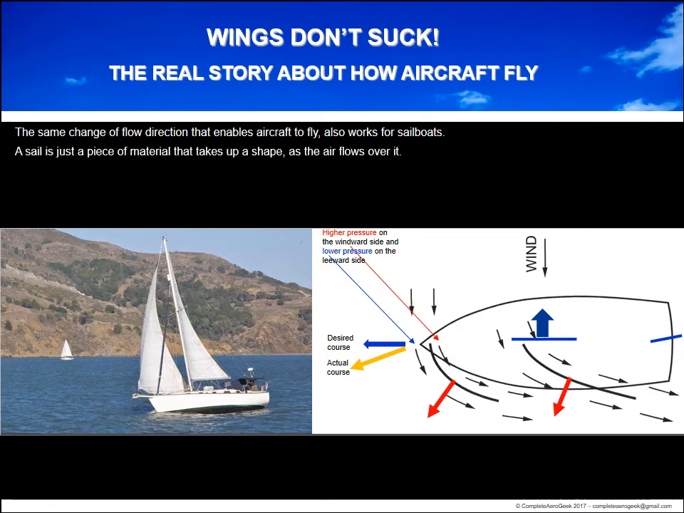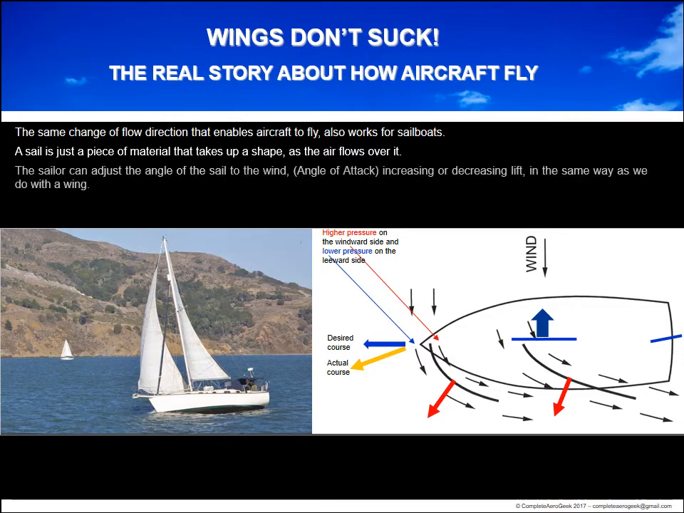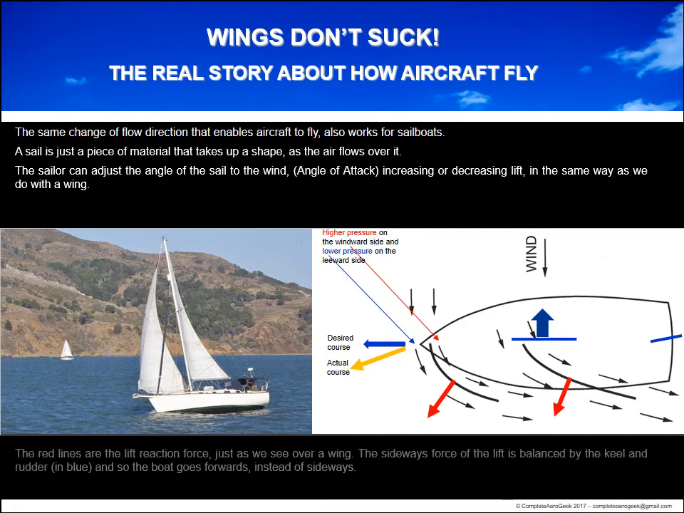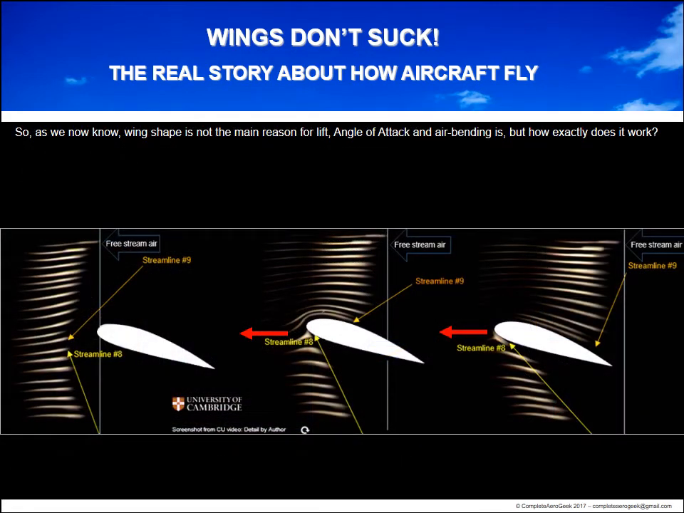A sail is just a piece of material that takes up a shape as the air flows over it. The sailor can adjust the angle of the sail to the wind, angle of attack, increasing or decreasing lift, in the same way as we do with a wing. The red lines are the lift reaction force, just as we see over a wing. The sideways force of the lift is balanced by the keel and rudder, in blue, and so the boat goes forwards, instead of sideways. So, as we now know, wing shape is not the main reason for lift.